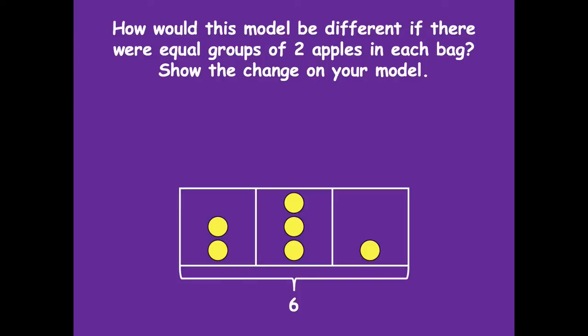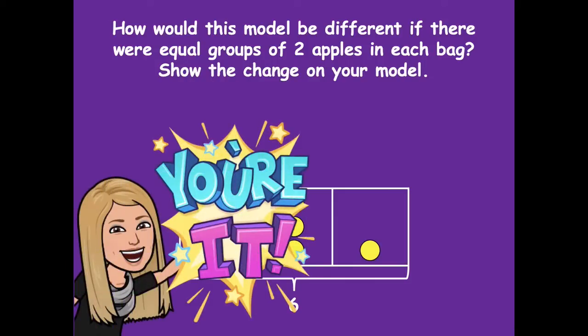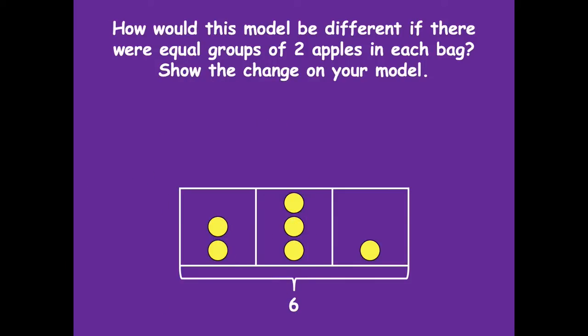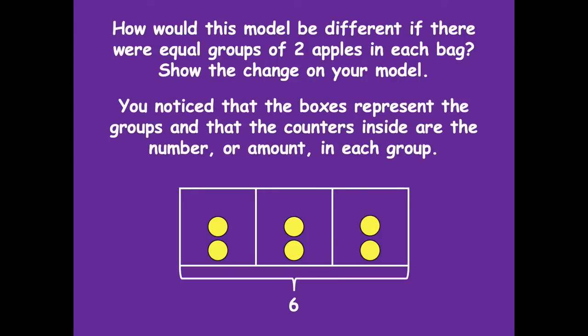So how would this model be different if there were equal groups of 2 apples in each bag? Go ahead and pause the video, show the change on your model, and then click play when you're ready for the next step. All right, pause if you need more time. So I would take this one and I could move it right over here. Is that what some of you did? Awesome. That's because you noticed that the boxes represent the groups and the counters inside are the number or amount in each group. So our number of groups for this one didn't change, but the amount in each one changed.